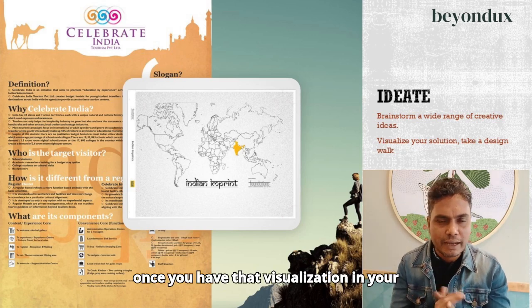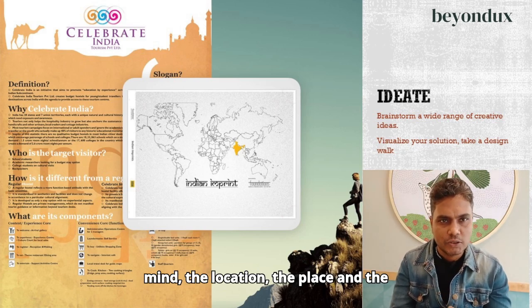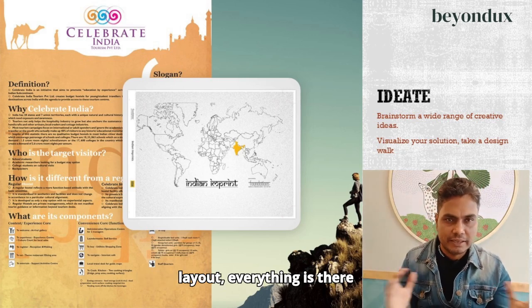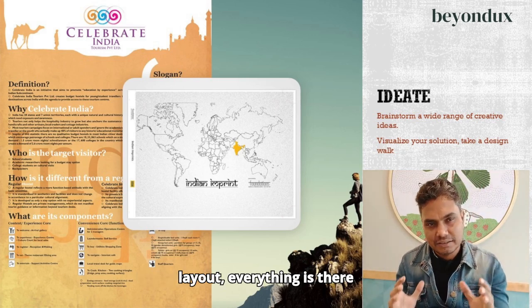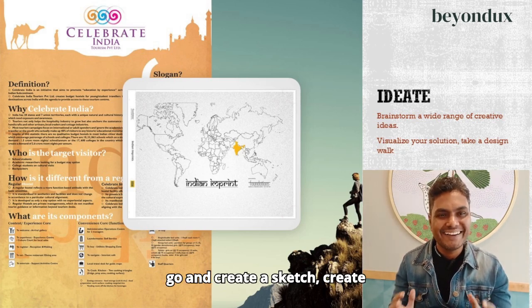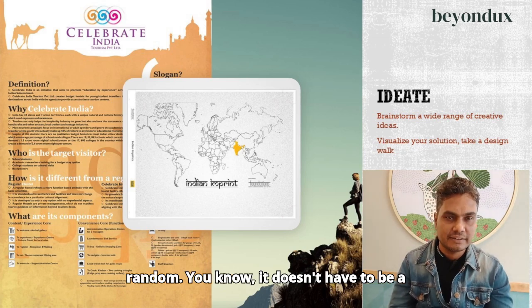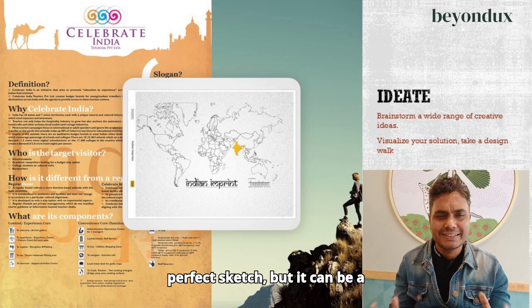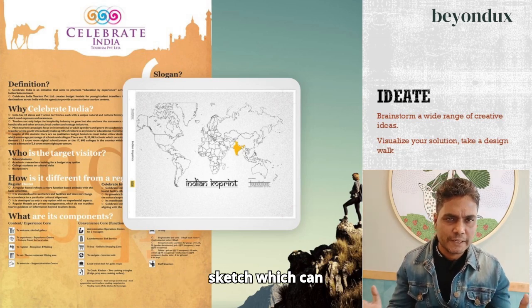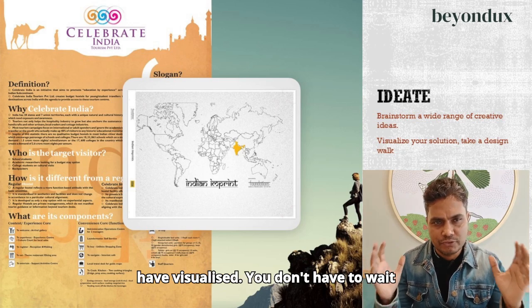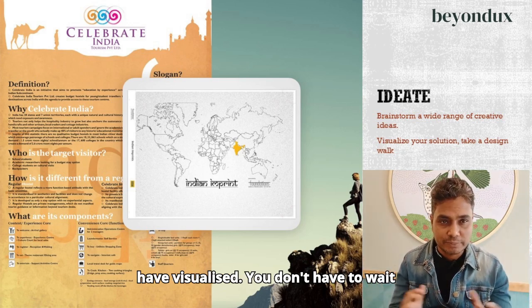And once you have that visualization in your mind, the location, the place, and the sketch, the visualization, the image, the layout, everything is there, is stored. The next step is go and create a sketch. It doesn't have to be a perfect sketch, but it can be a sketch which can correlate to your original idea which you have visualized. You don't have to wait for it.